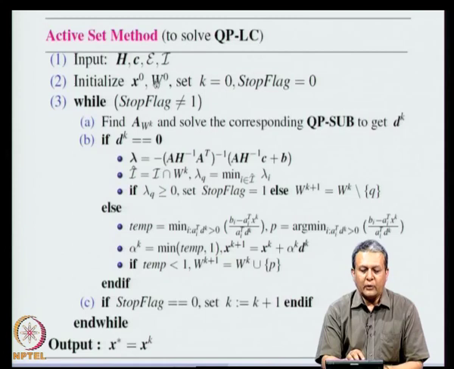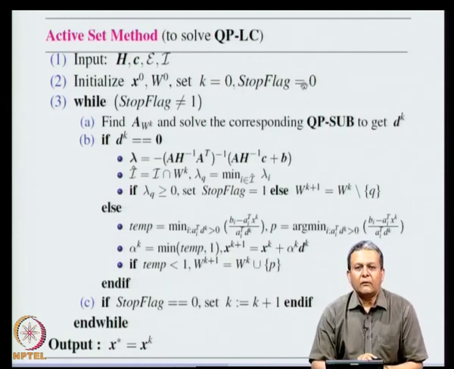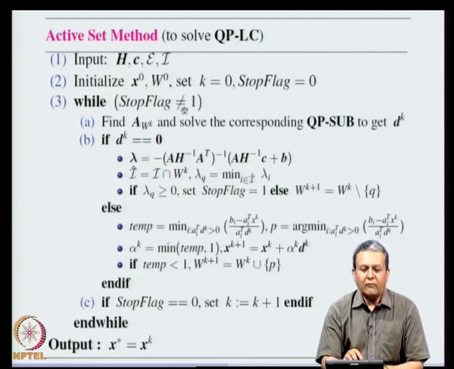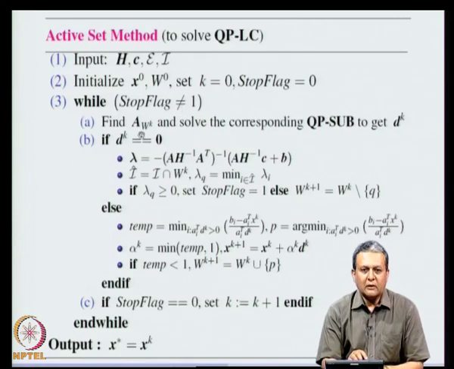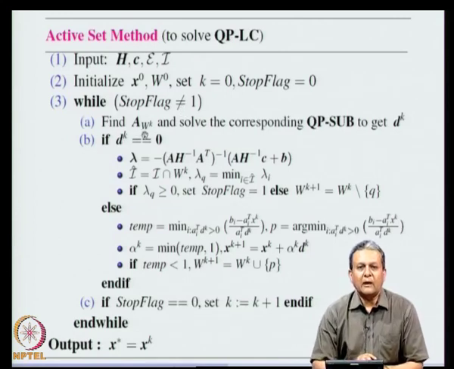The working set at that point is determined, the iteration counter is set to 0, and the flag which denotes when to stop is set to 0. Now, while that stop flag is not set to 1, the first step of the algorithm is to get A_Wk, the ai's corresponding to the working set, and then solve the corresponding subproblem QP sub to get the direction dk along which we can move.